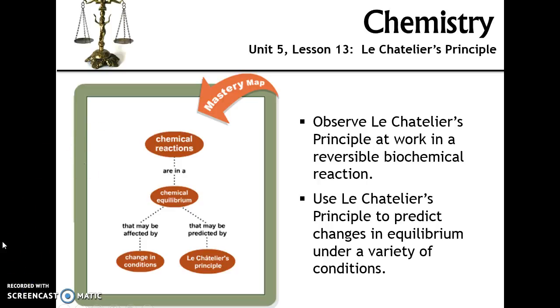So our goals for today are to observe Le Chatelier's principle at work in a reversible biochemical reaction and to use Le Chatelier's principle to predict changes in equilibrium under a variety of conditions. In our overall mastery map, we are going to talk about chemical reactions when they're in chemical equilibrium, which we covered in yesterday's lesson. If you did not have a chance to watch that, definitely go back and watch the recording. Today we're going to talk about how chemical equilibrium can be affected by change in conditions, and we can predict what will happen with equilibrium using Le Chatelier's principle.